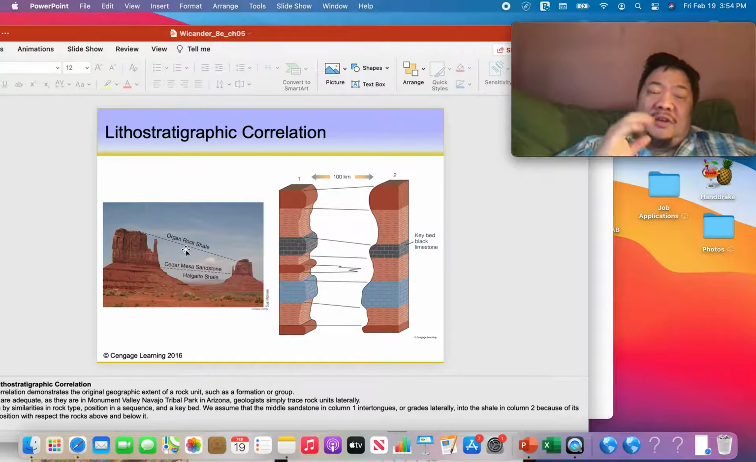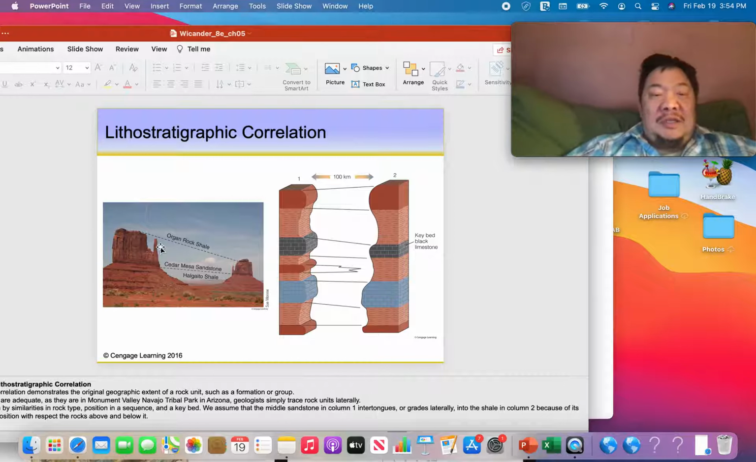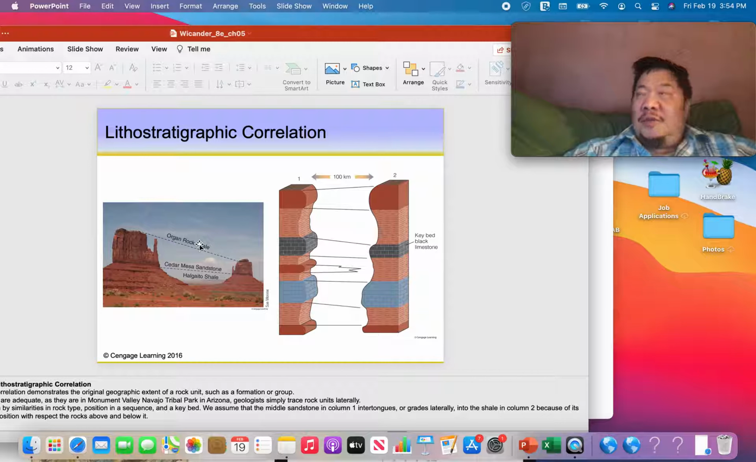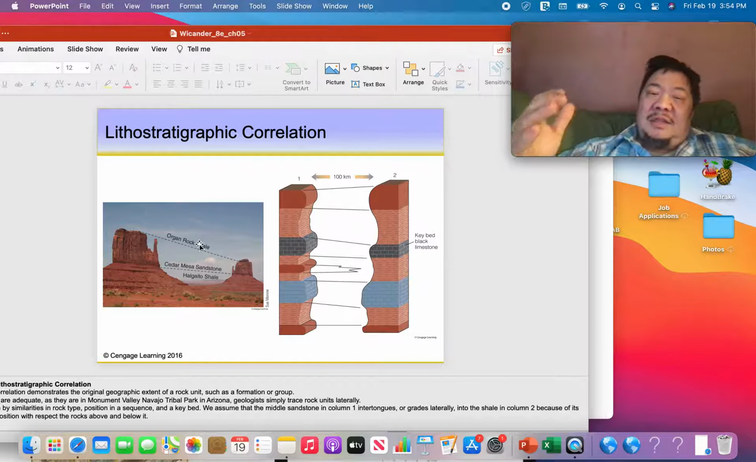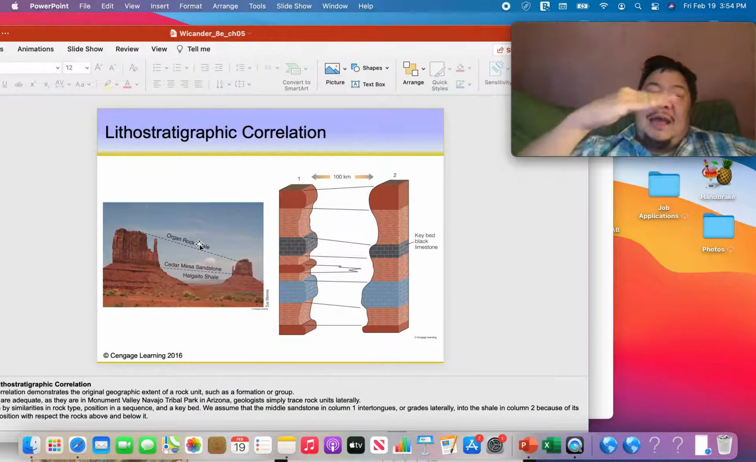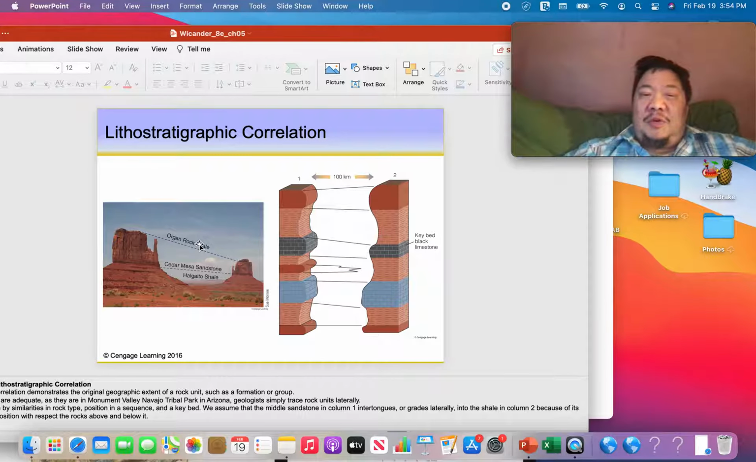Now, no rock is going to continue forever, because this Organ Rock Shale, let's say it formed on a lake, doesn't continue forever. It ends somewhere. So you're not going to find the same sequence of sedimentary rocks at different locations, because these sedimentary rocks represent depositional environments which have geographic limits to them. If you found the same stack of rocks everywhere, geologists wouldn't be paid in the 6 figures, would they? They get paid to do correlation.